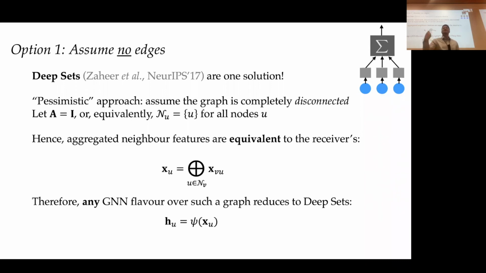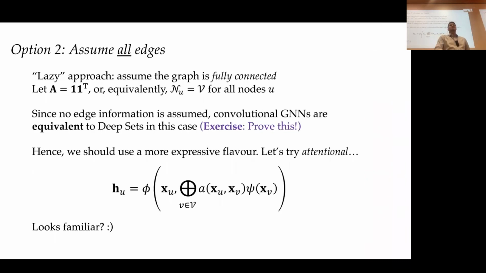Yes, fully connected. So I can assume no edges, or I can assume all edges, right? If the previous approach was pessimistic, this one you might call lazy, right? Like you don't have any idea, you don't want to bother trying to find out what those edges are. So let's just assume everything is connected and let the network figure out by itself what are the important edges, right? That's a very popular approach. So mathematically, it means you take your adjacency to be the outer product of the ones vector with itself. So this is basically a matrix of all ones. And equivalently, the neighborhood of every node is all the nodes, right?